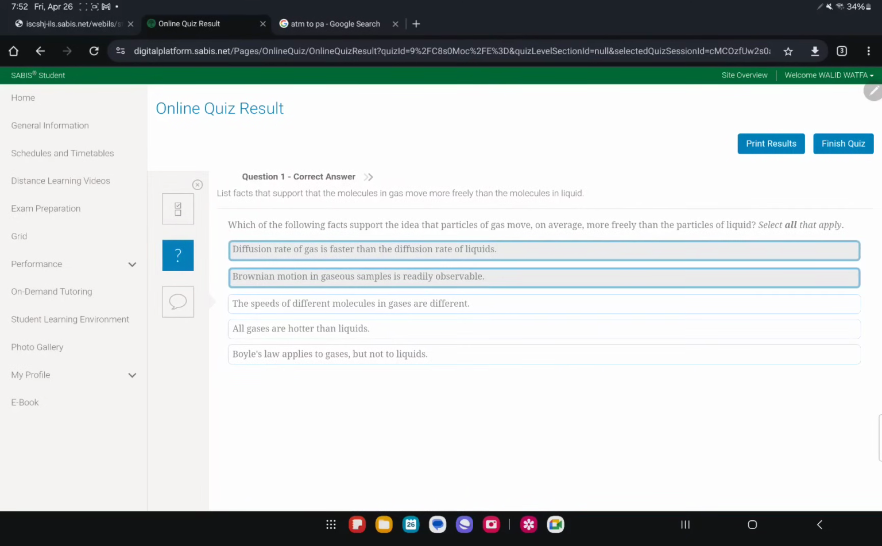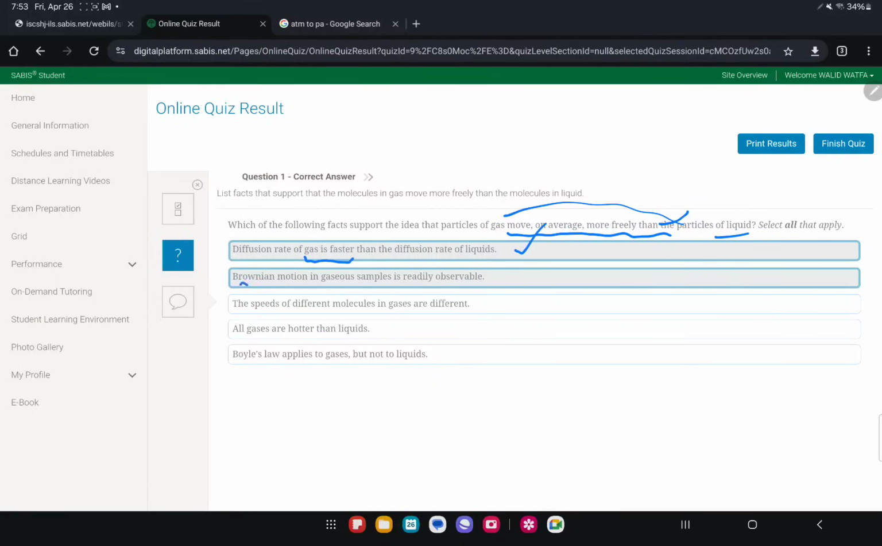Okay, yeah, let's start. Which of the following facts support the idea that particles of a gas move more freely than liquid? Okay, why do gases move more than the liquid? First of all, because the diffusion rate of the gas is faster.